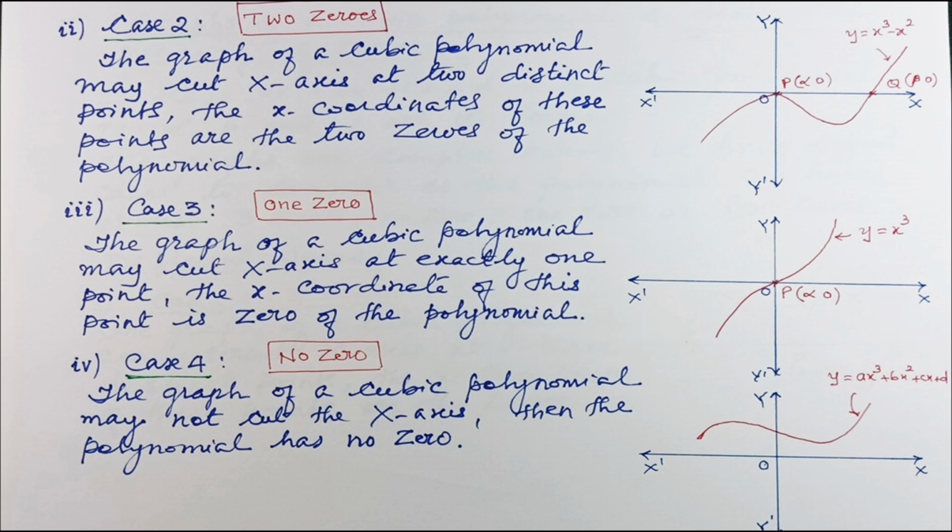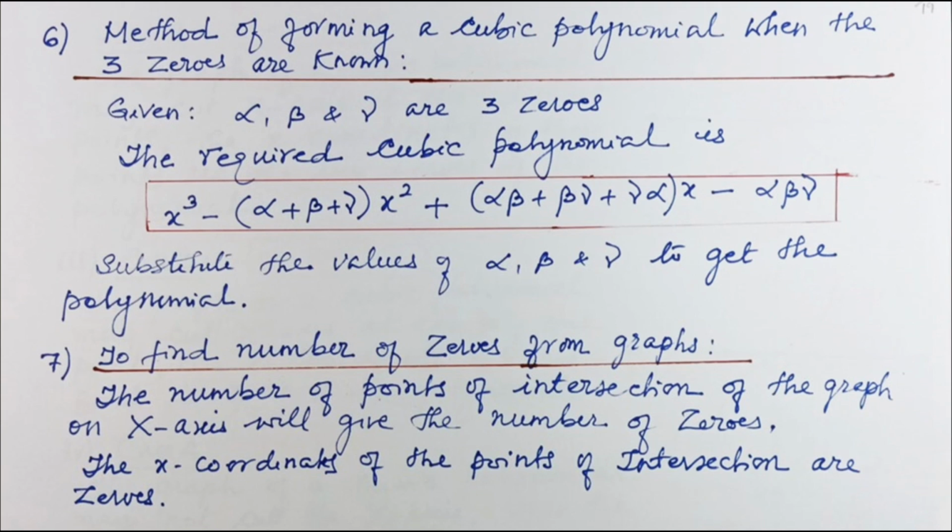The x coordinate of this point, that is P alpha, that is x coordinate is alpha, that is the zero of the polynomial. And the case number 4 is the graph of a cubic polynomial may not cut the x-axis at all. Then the polynomial has no zero. Remember that. Now, method of forming a cubic polynomial when the 3 zeros are given.